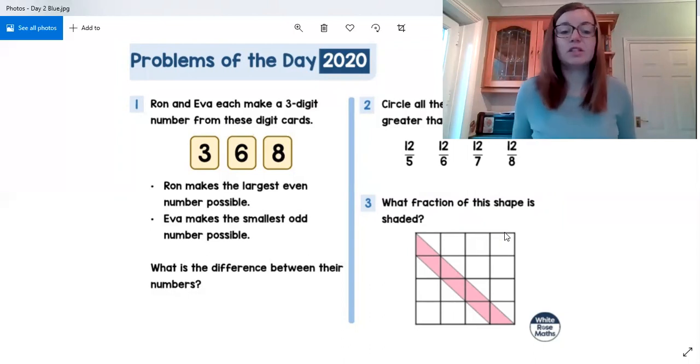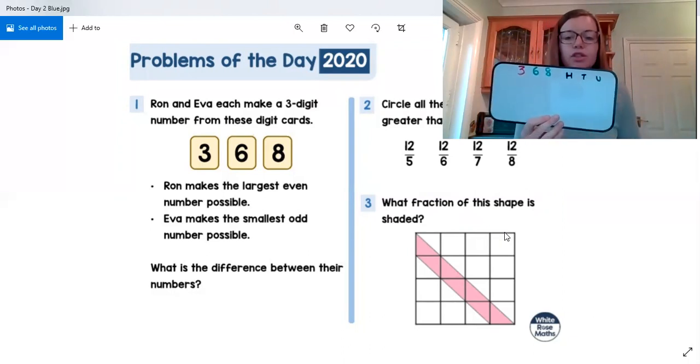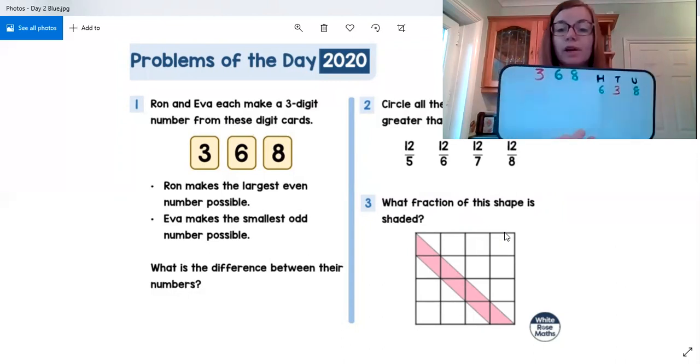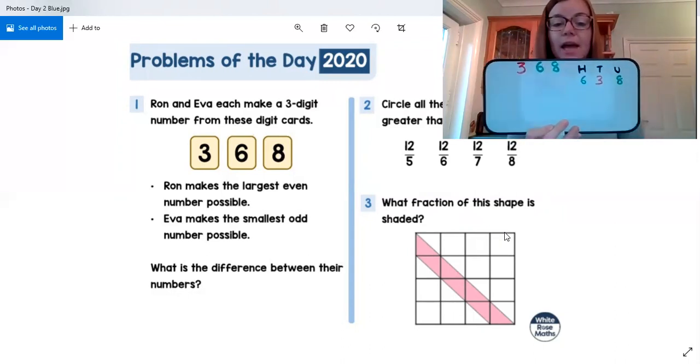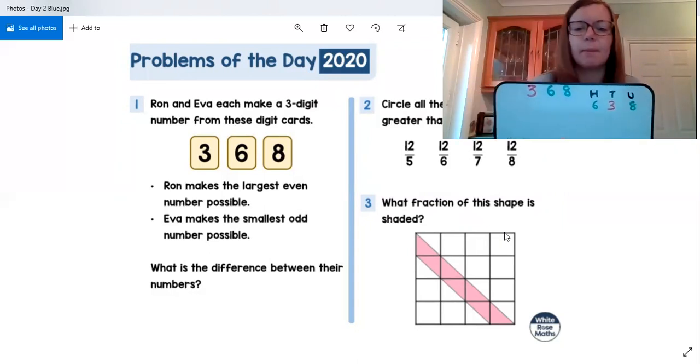Well, let's have a think. This time it's a 3-digit number. So we need hundreds, tens, and units. So we've got our hundreds, our tens, and our units. So I'm going to choose the 8 in the units column as an even number. And then I'm going to choose to put the 6 in the hundreds and the 3 in the tens. And I've created the number 638, which is definitely even. But is it the largest even number we could get?